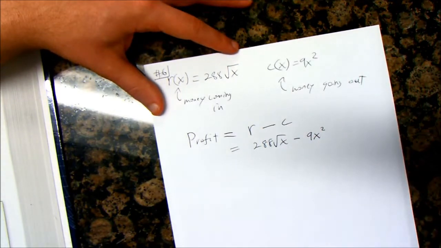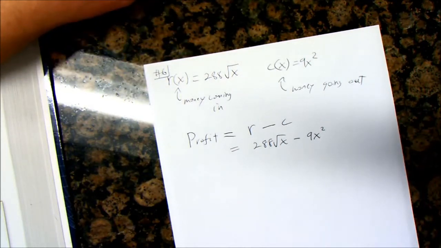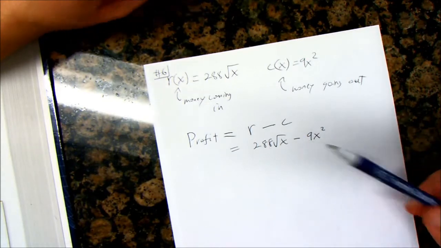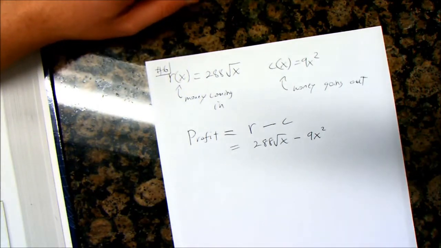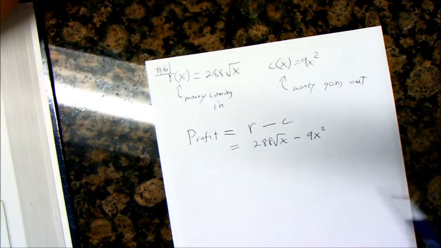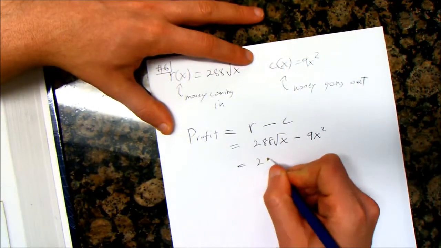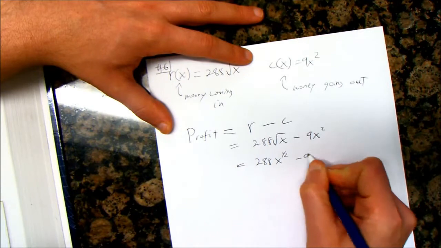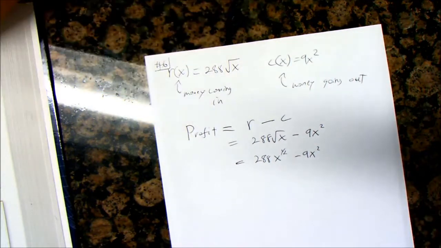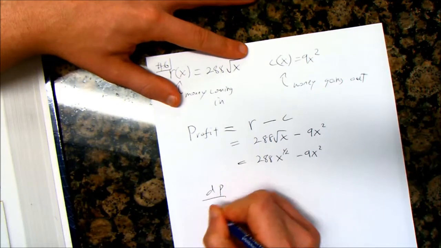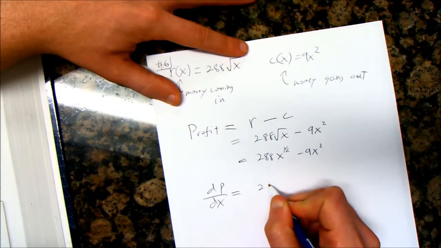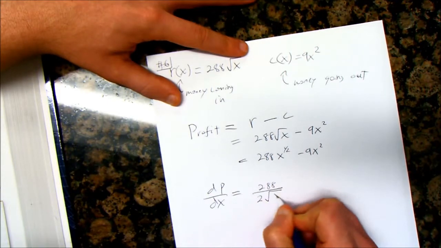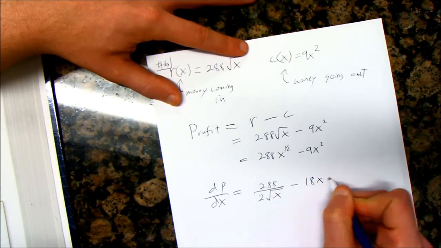Okay? This is actually less work than the other ones because we don't need a secondary equation because we only have one variable. So the hard part was that you had to think a little bit about the definition of profit and then write it. But look, we already have everything in one variable. So I'll just write this as 288 x to the 1/2 minus 9x squared. So we want to maximize profit, obviously, if you're running a business. So dP/dx is going to be 288 over 2 times the square root of x minus 18x, and we'll set that equal to 0.